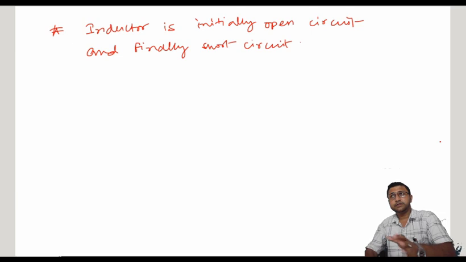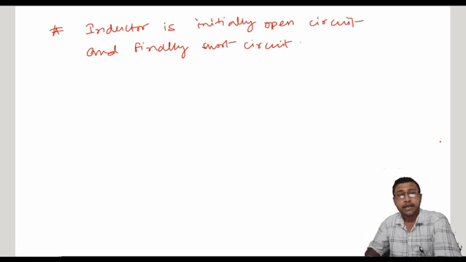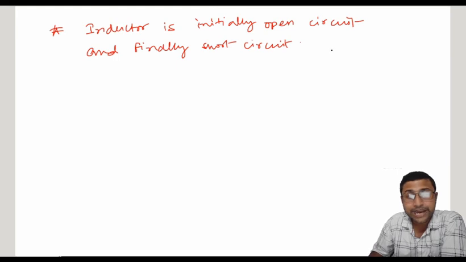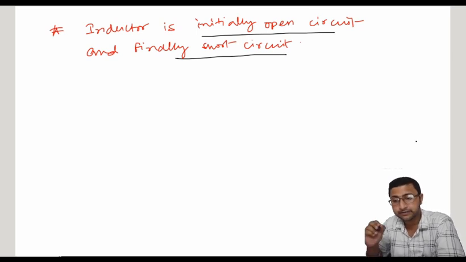From this transient analysis we actually found the behavior of the inductor during charging and discharging. At charging, at t equal to 0, the inductor behaves like an open circuit, and at t equal to infinity, it behaves like a short circuit. So this is a very important part of this lecture.